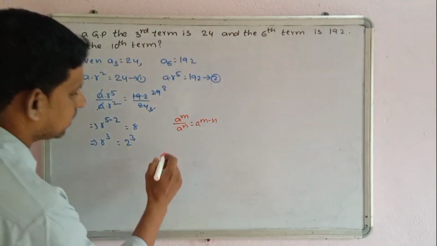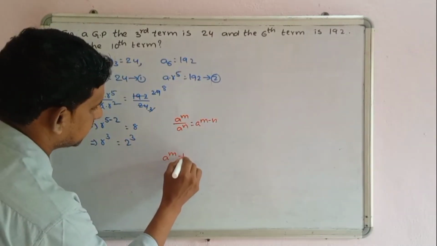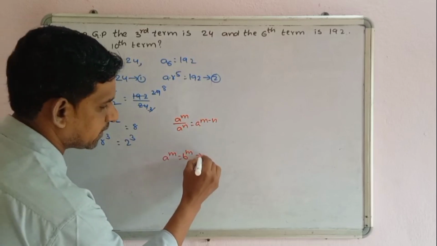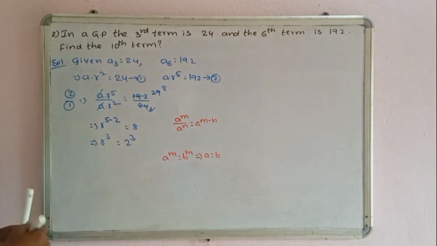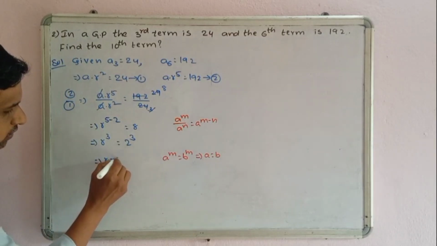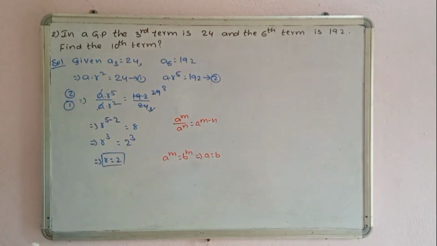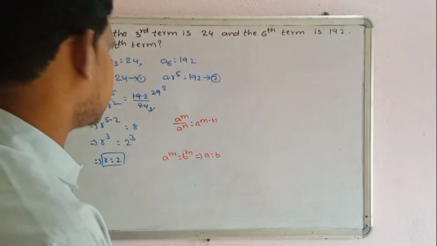Now see this formula. A power m equals B power m. So if exponents are equal, then bases are also equal, then A equals B. See, A power m equals B power m lo undi kabatti R equals ఎంత అవుతుంది? R equals 2 అవుతుంది. Okay. ఇప్పుడు మీరే ఫైండ్ అవుట్ చేయాలి. 10th term ఫైండ్ అవుట్ చేయాలి.